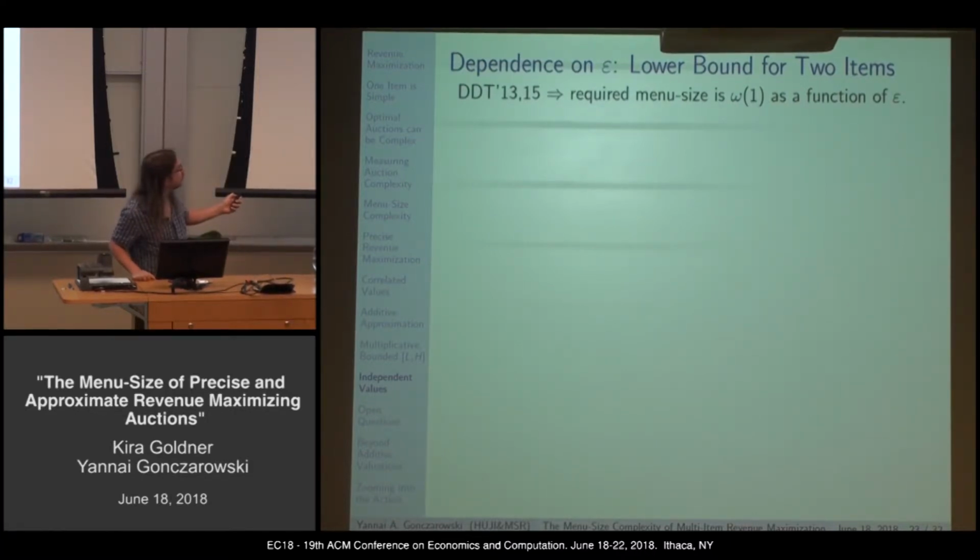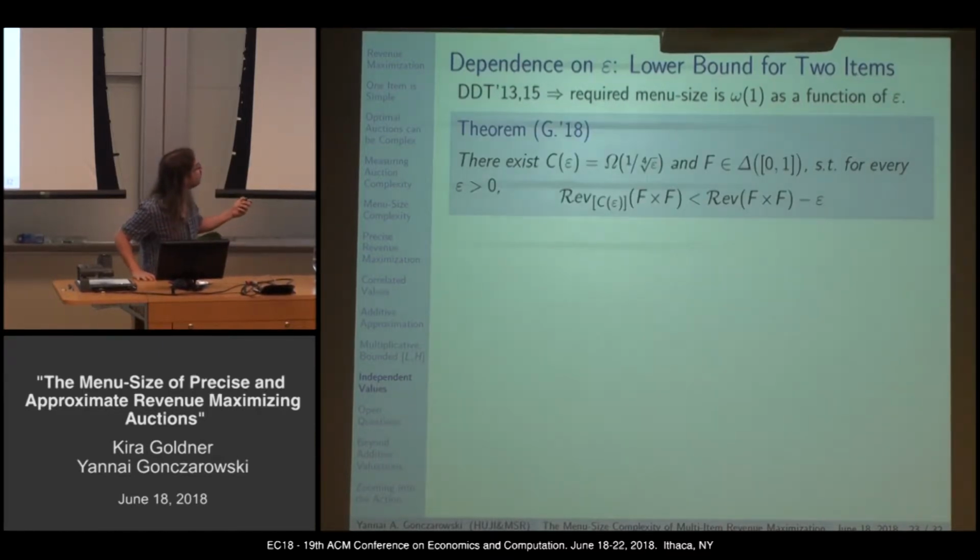So recall that the results of Daskalakis et al. show that infinite menu size is required for precise revenue maximization. Their proof actually shows that the required menu size as a function of epsilon, if you keep 2 items fixed, is a small omega of 1, which is the fancy CS way of saying as epsilon goes to 0, the menu size goes to infinity. It doesn't give, though, any lower bound on the rate of how fast the menu size must go to infinity. And for this, we have this result.